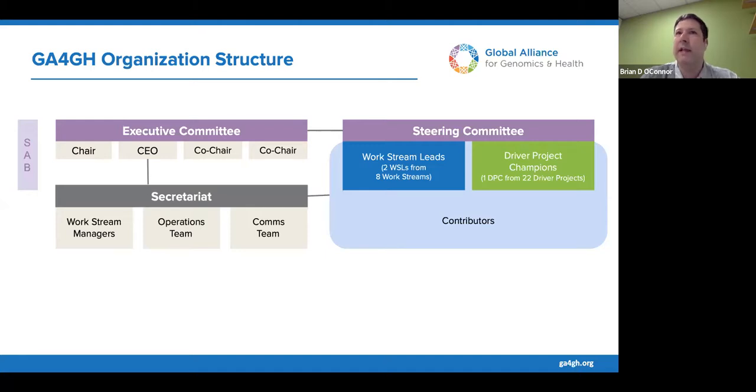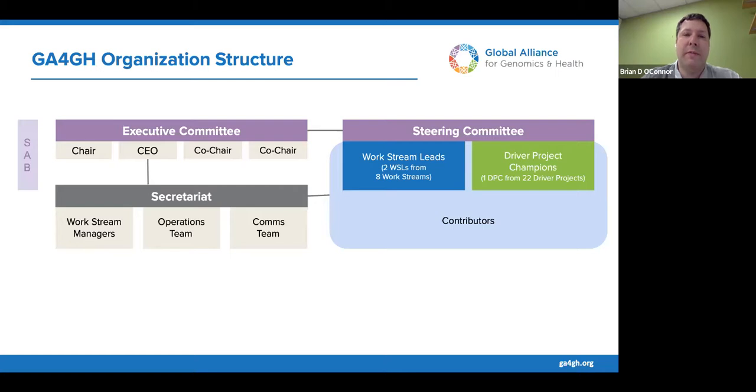On the left-hand side, this is really getting at the structure that supports the help that workstreams need in order to go through this process of creating API standards. We have the secretariat, and that group consists of workstream managers. These help organize the workstreams and keep things running, as mundane as calendar invites and scheduling, to make sure workstream meetings can be accessible to different time zones.